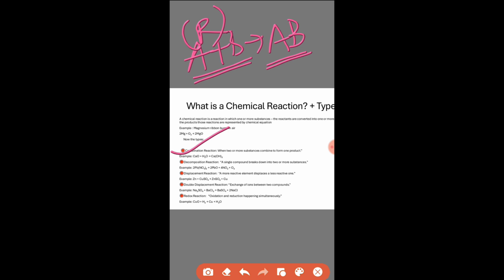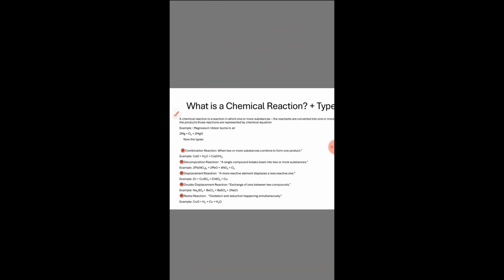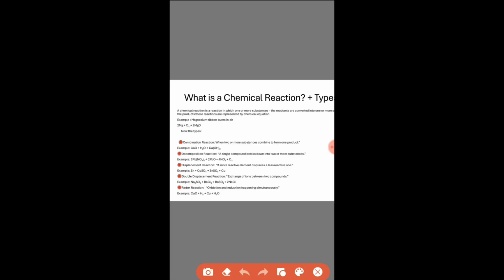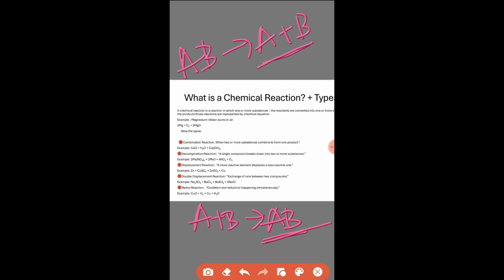Then the second is the decomposition reaction. A single compound breaks into 2 or more substances, that is, AB gives A plus B. In the previous reaction, we saw that A plus B was giving AB, only one product in a combination reaction, but here we are getting 2 products. That is a decomposition reaction. We have an example here: one reactant, and we are getting 3 products. So this is a decomposition reaction.